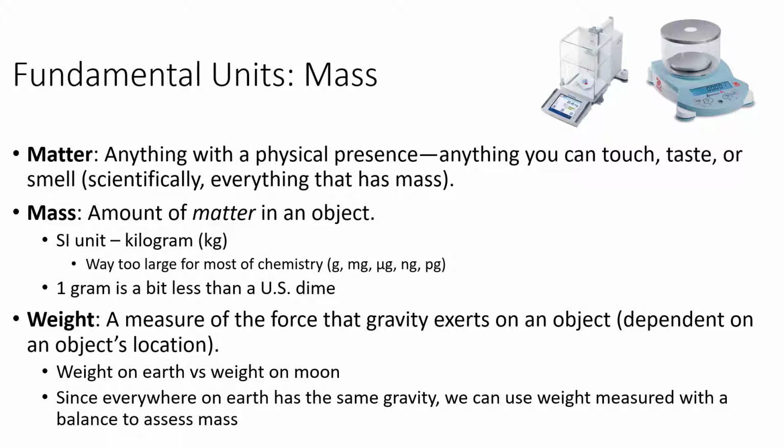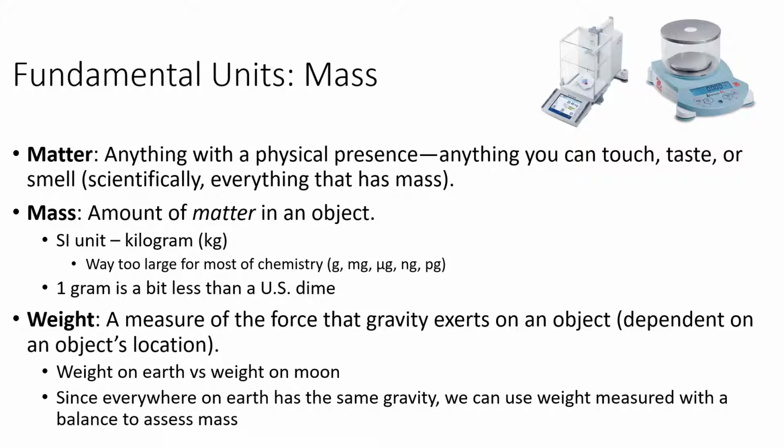So you might hear some people interchange the word mass and weight for each other. So weight is defined as the measure of the force that gravity exerts on an object. And so therefore, it's dependent on an object's location. So the weight on the Earth versus the weight on the moon is totally different because the force of gravity is different in both places. So since there's more gravity on Earth than there is on the moon, your weight would be much larger on Earth than it would be on the moon.